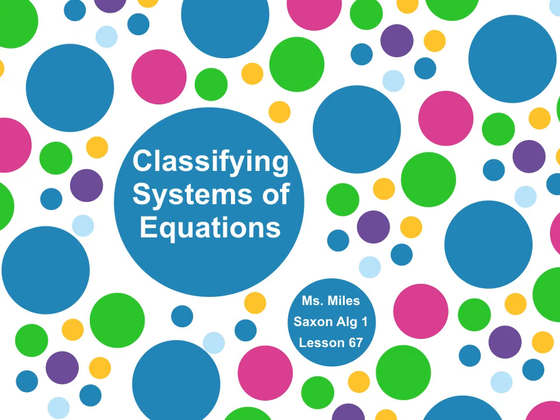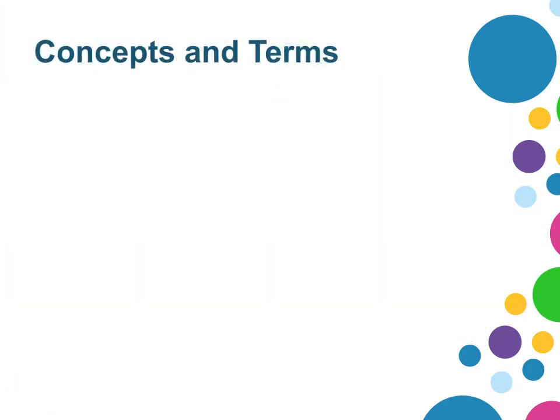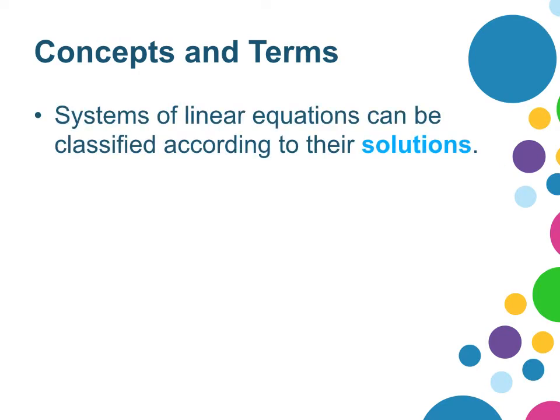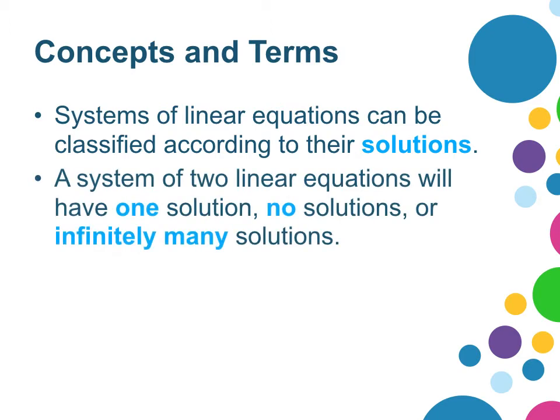Classifying systems of equations. Systems of linear equations can be classified according to their solutions. And we know that a system of two linear equations will have one solution if they intersect in one point, no solutions if they're parallel, or infinitely many solutions if they are the same line.